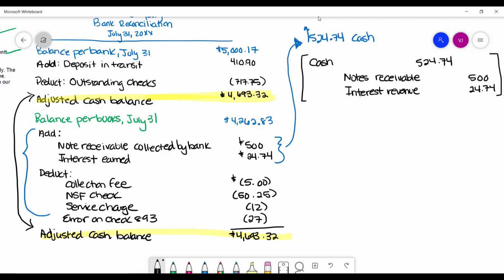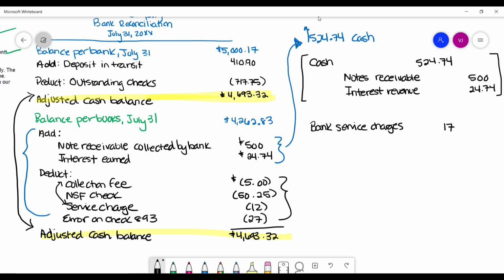Secondly, we want to record the overall decrease to cash. So that would include these items right here. So let's go ahead and include the collection fee and the service fee as one. We'll add that all into one account because all of those would qualify as a bank service charge. So a bank service charge, that would be considered an expense. So let's debit an account called bank service charges, $12 plus 5 is $17.